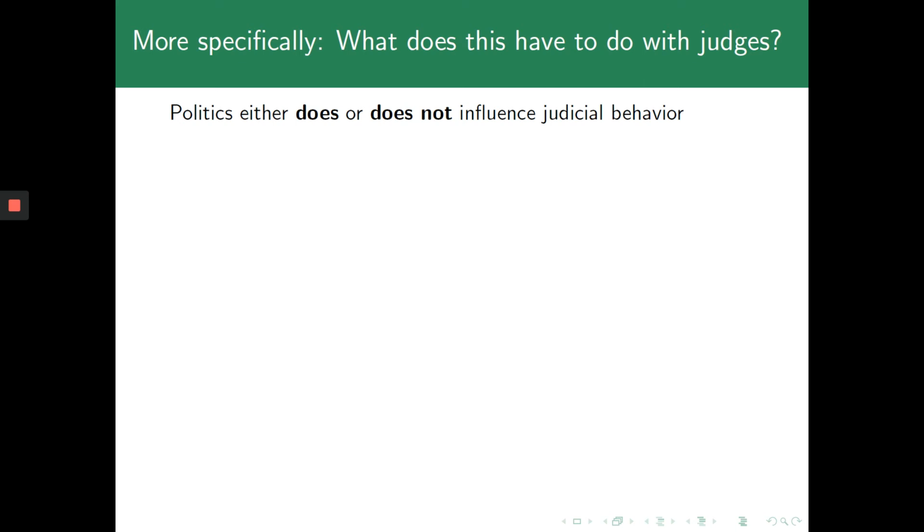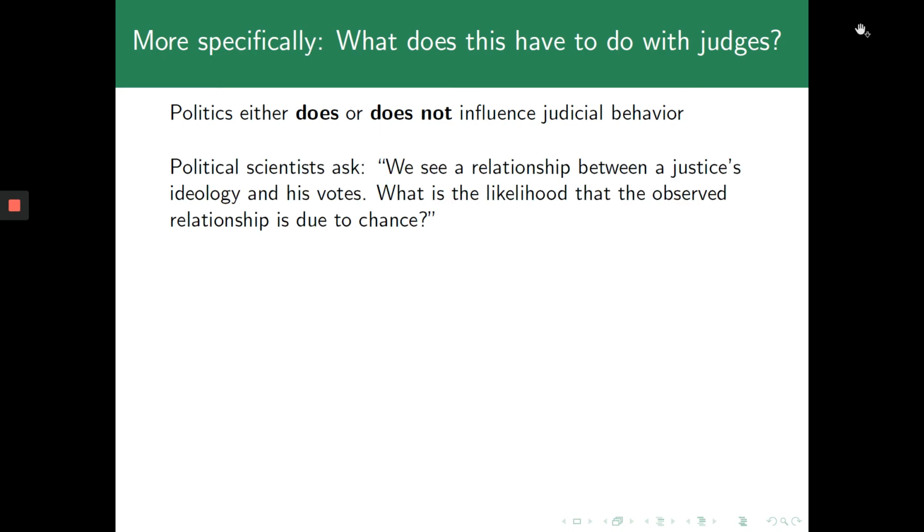We start this scientific portion of this class with the premise that politics either does or does not influence judicial behavior. The way a political scientist sets this up is he or she would say, we see a relationship between a justice's ideology and his votes. For example, a liberal justice votes the liberal way 90% of the time. The way we ask whether that's a meaningful, systematic relationship is, what's the likelihood that that observed relationship between ideology and votes is totally due to chance? Now, it's possible it's due to chance, but we have to estimate the probability that it's due to chance.